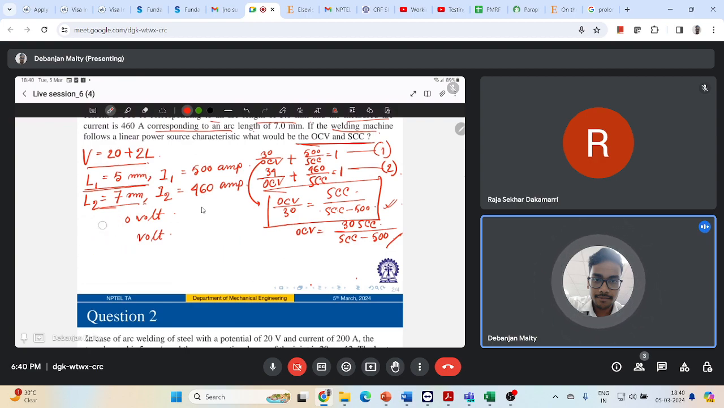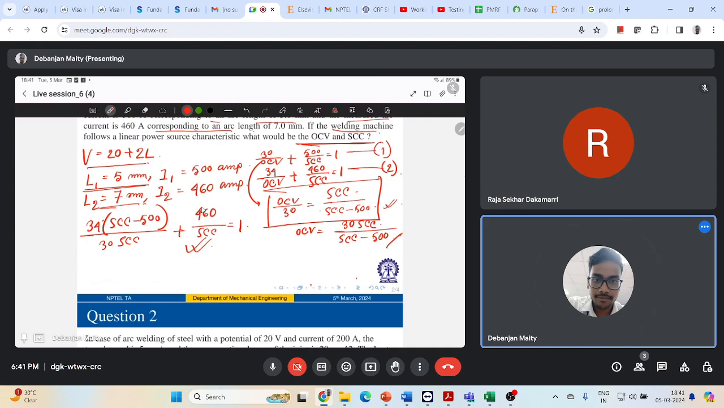So if my OCV is coming as 30 SCC by SCC minus 500, you simply put the OCV in your equation 2. So I will come up with 34 into SCC minus 500 by 30 SCC plus 460 by SCC, that will be equal to 1. From here, I can simply find out my short circuit current, right?